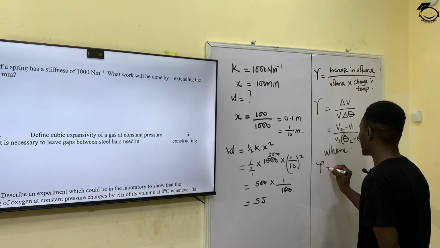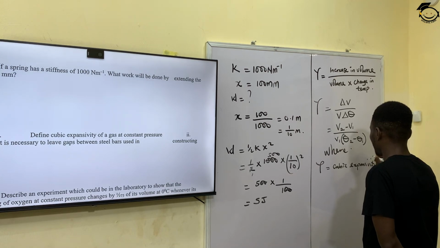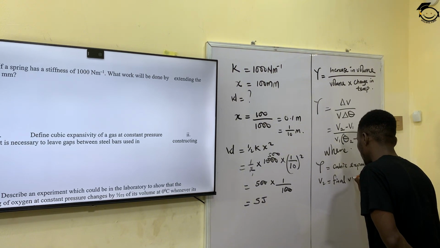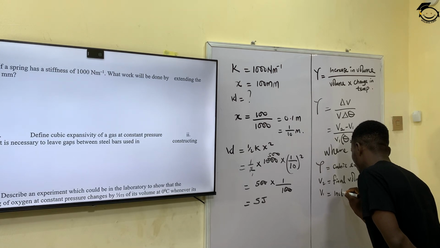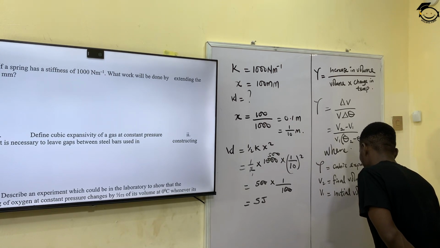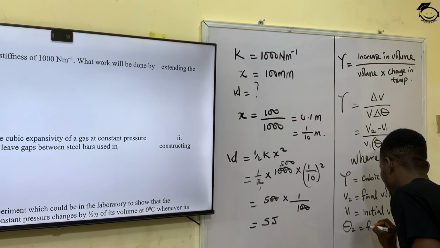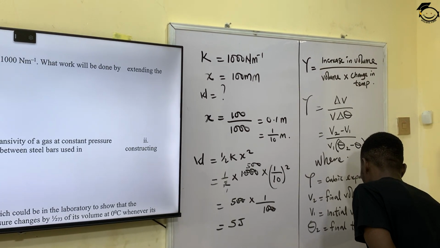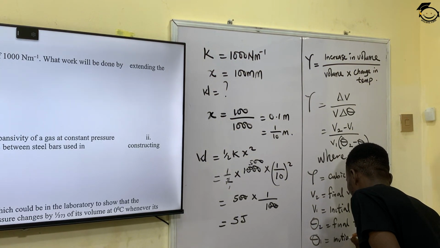gamma is used to represent cubic expansivity, V2 is final volume, V1 is initial volume, theta 2 is final temperature, and theta 1 is initial temperature.